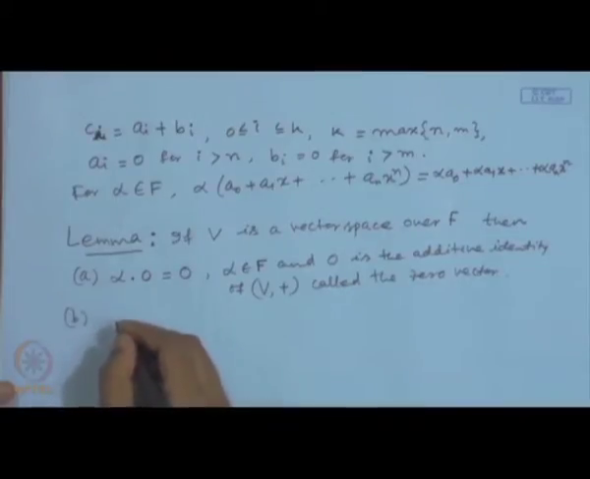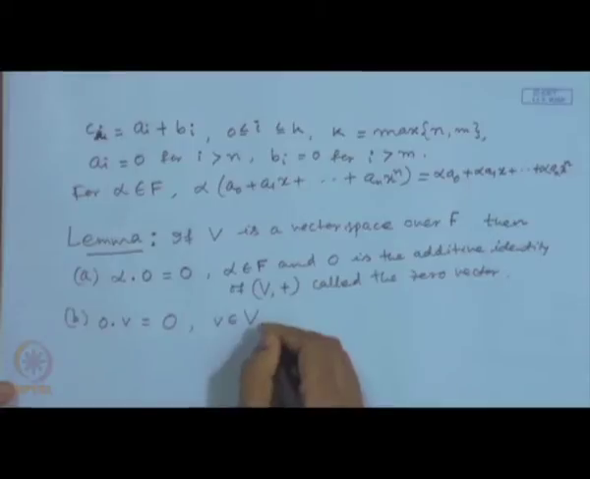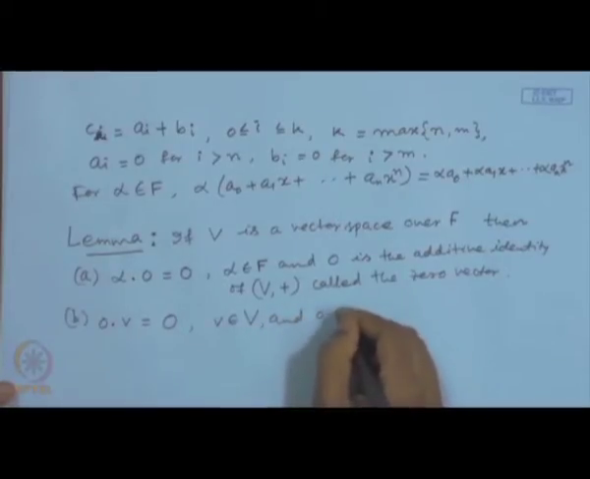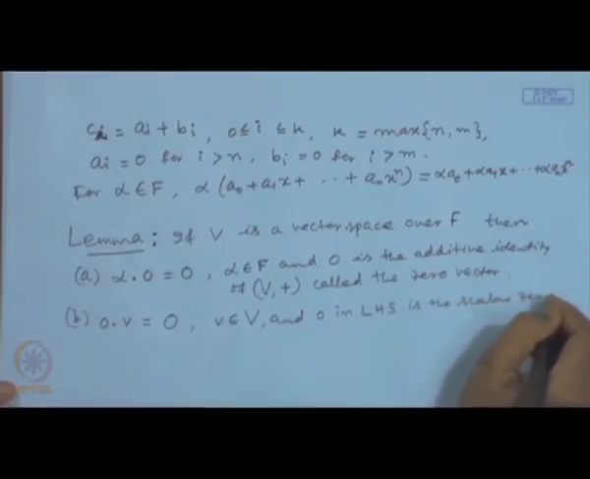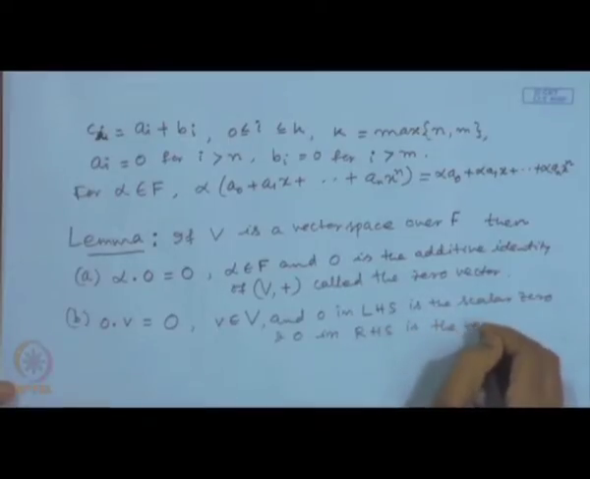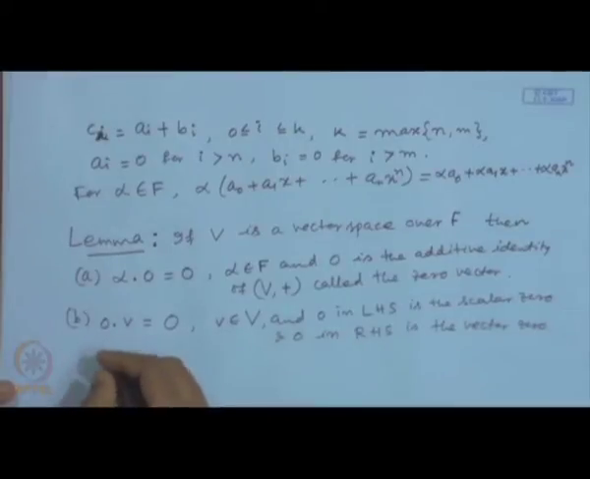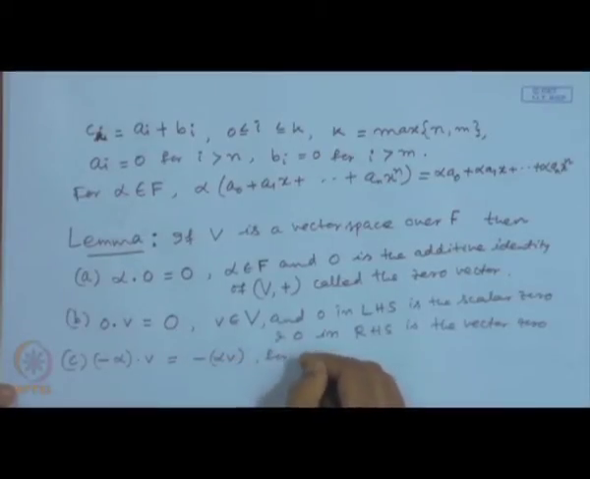Second property we can have is this: 0 dot any vector v is equal to 0 for any vector v in the vector space, and 0 in the LHS is the scalar 0 and 0 in the RHS is the vector 0. Third property we can have is this: minus alpha into V is equal to minus alpha V for any alpha in the field F and vector V in the vector space.